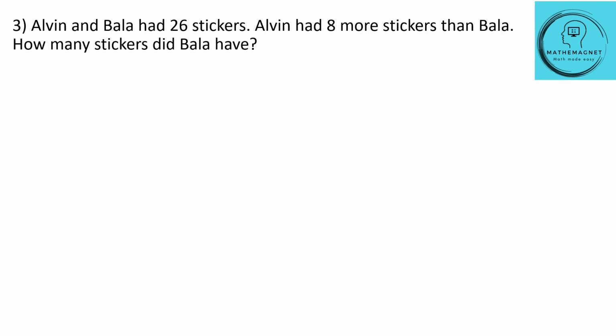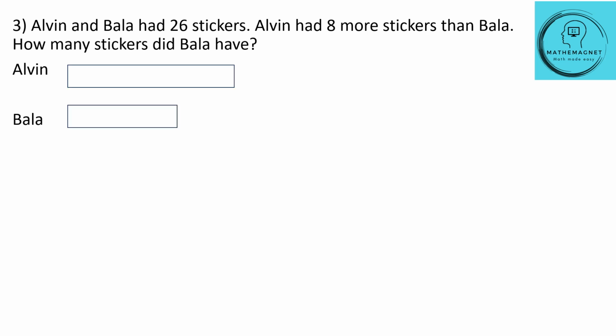Question number 3. Alvin and Bala had 26 stickers. Alvin had 8 more stickers than Bala. How many stickers did Bala have? Let's draw the bar model for Alvin and for Bala. Now we know Alvin and Bala have 26 stickers and Alvin has more stickers. So the box of Alvin will be bigger than the box of Bala.